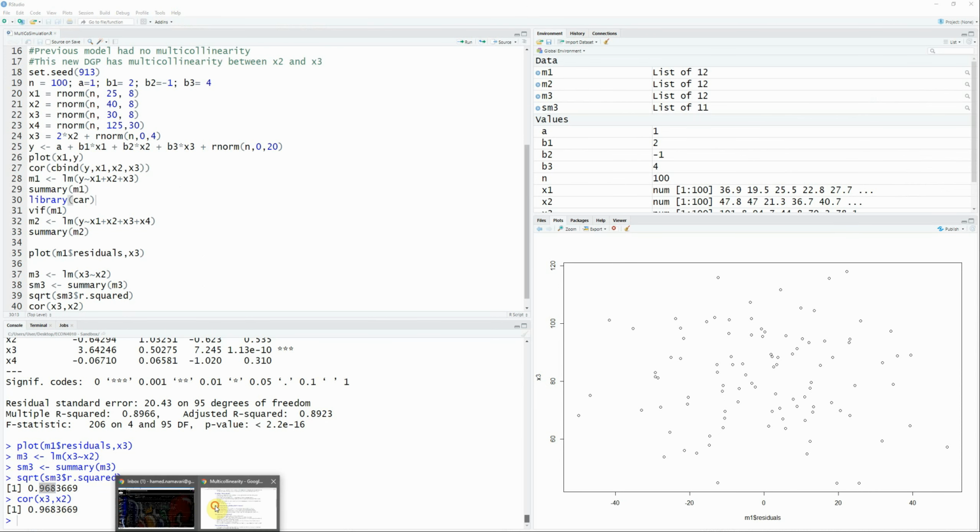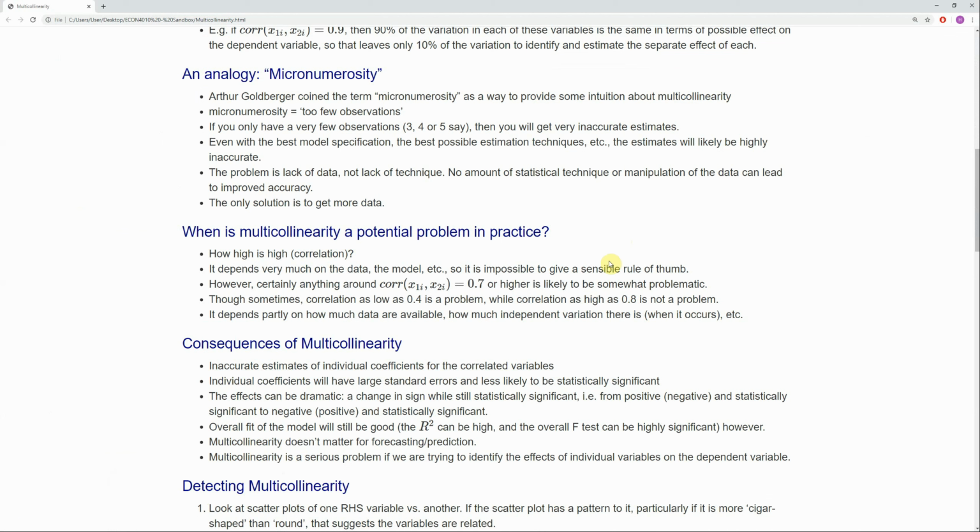And the answer is that it really depends. You don't have a rule of thumb for it. Generally, if it's greater than 0.7, it's very high, and it could cause problems in your regression analysis. But sometimes something higher than that could be fine too, and something lower, as low as 0.4, could cause problems. So that's why you need to do multiple things, and we will talk about that.